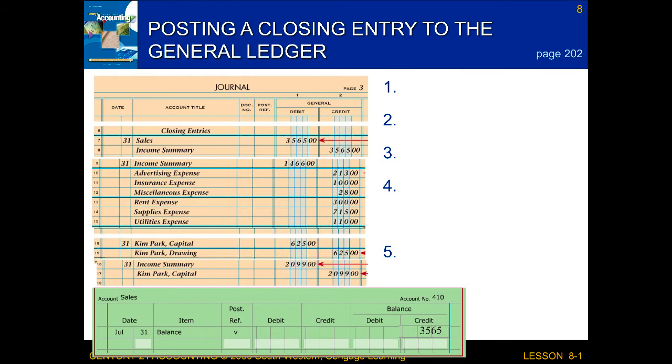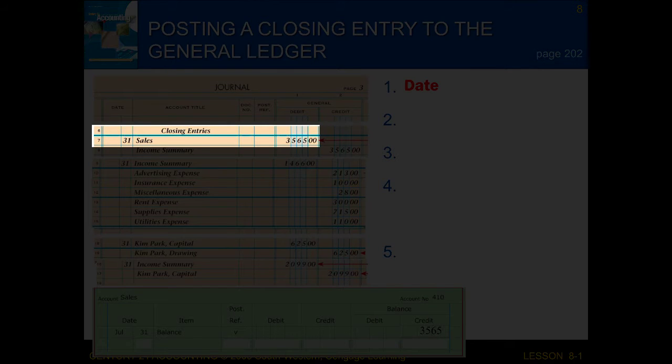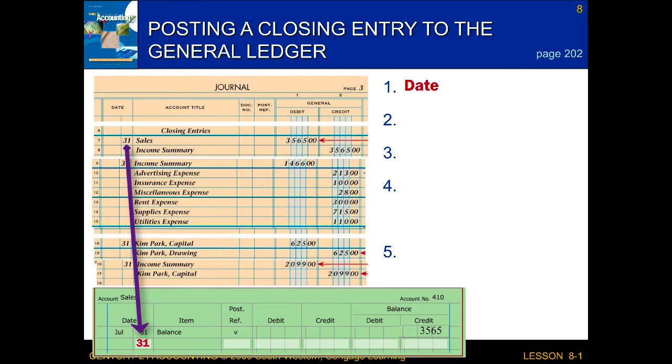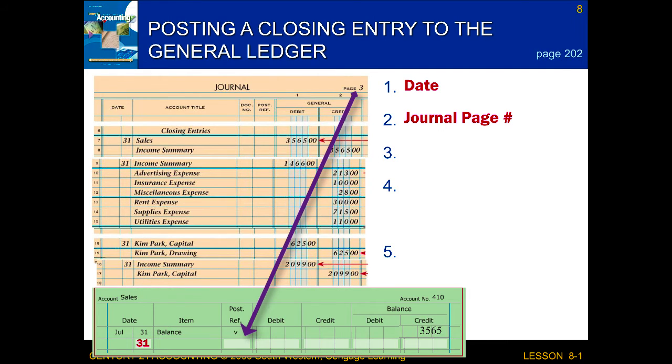At this point, you would have to take your journal closing entries and post them to the general ledger. So, quick review on posting. The first thing we're going to bring down is the date. If I'm going to take sales, I'm going to close out sales. I'm going to take the 31st and bring that down. The second thing I'm going to do is my journal page number. These all come from page 3 of the journal, so I'll bring that down.